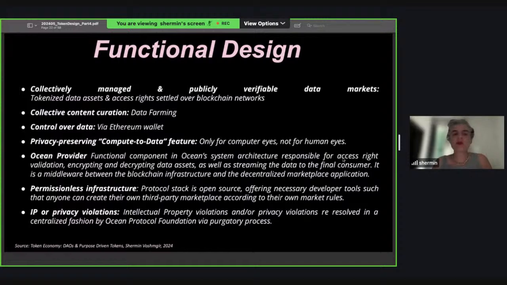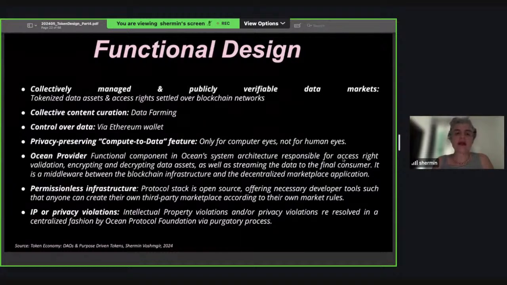To make this work, because a lot of data is also part of this exchange protocol, and not only tokens, they needed to create an Ocean Provider, which is a kind of middleware system architecture that you can either set up yourself or have someone set up for you as a third-party provider.